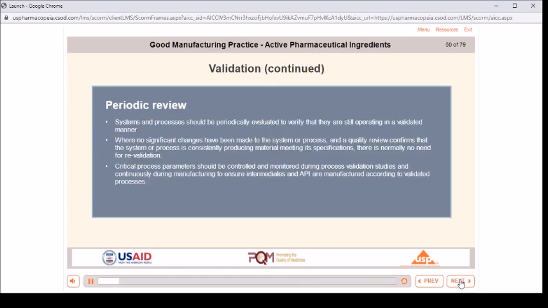Validation, continued. Periodic review. Systems and processes should be periodically evaluated to verify that they are still operating in a validated manner. Where no significant changes have been made to the system or process, and a quality review confirms that the system or process is consistently producing material meeting its specifications, there is normally no need for revalidation. Critical process parameters should be controlled and monitored during process validation studies and continuously during manufacturing to ensure intermediates and API are manufactured according to validated processes.